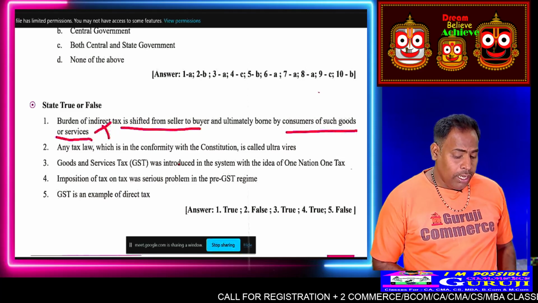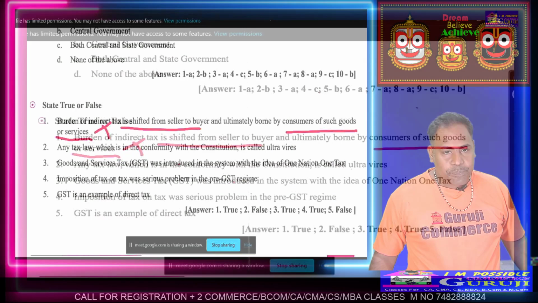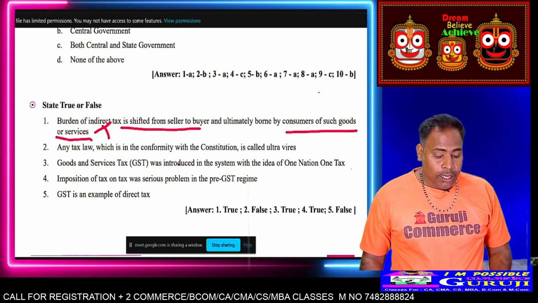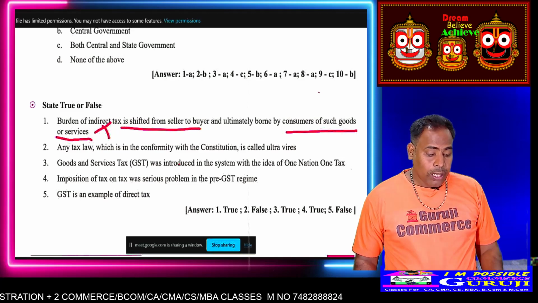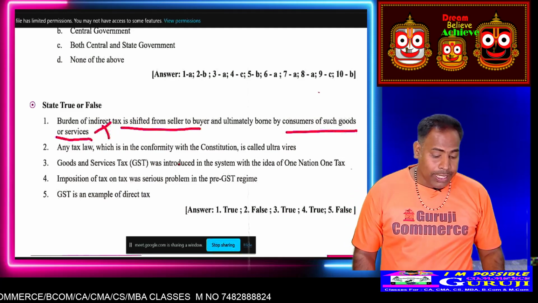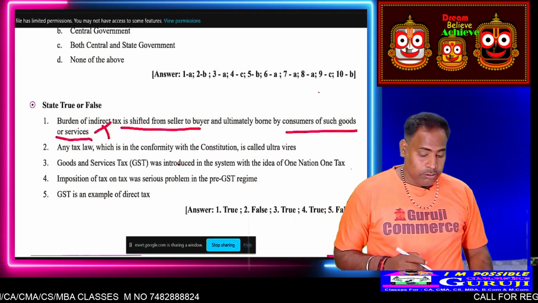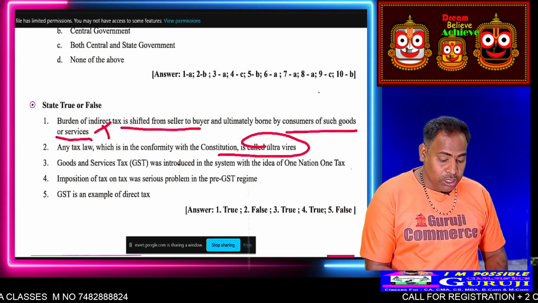Next question: any tax law which is in conformity with the constitution is called ultra vires. Meaning, if a tax law is in accordance with the constitution, is it called ultra vires? True or false? No, this is false.